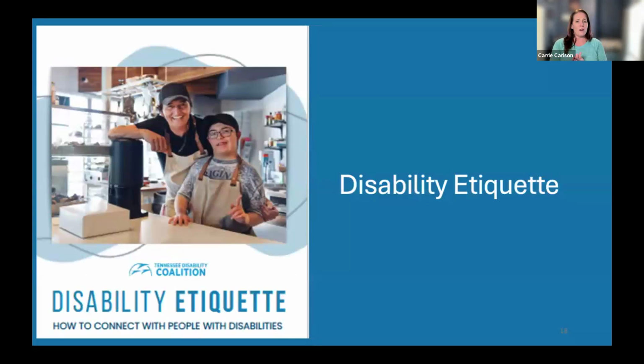And so this slide says disability etiquette, and on the left-hand side there is an image of a man and a young girl sitting in what I think is a kitchen. And it says disability etiquette. The Tennessee Disability Coalition logo is there. And it says how to connect with people with disabilities. If you don't know the Tennessee Disability Coalition, we have a disability etiquette guide.